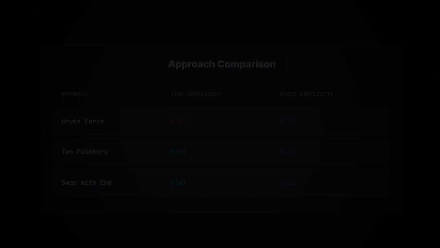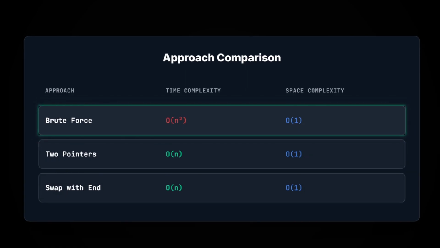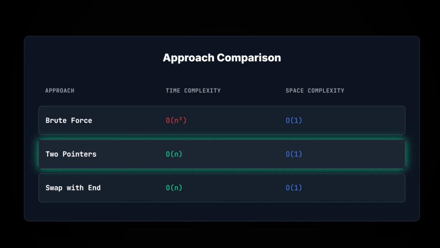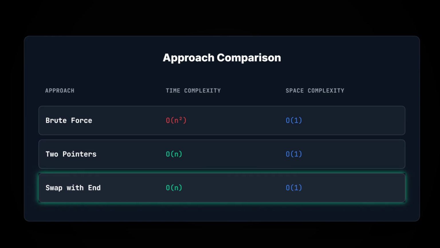Let's compare all 3 approaches side by side. Brute force: time complexity O of n squared, space O of 1. Two pointers: time complexity O of n, space O of 1. Swap with end: also time O of n, space O of 1. The optimal solutions are significantly faster for large inputs. Choose two pointers if order matters. Swap if it doesn't.